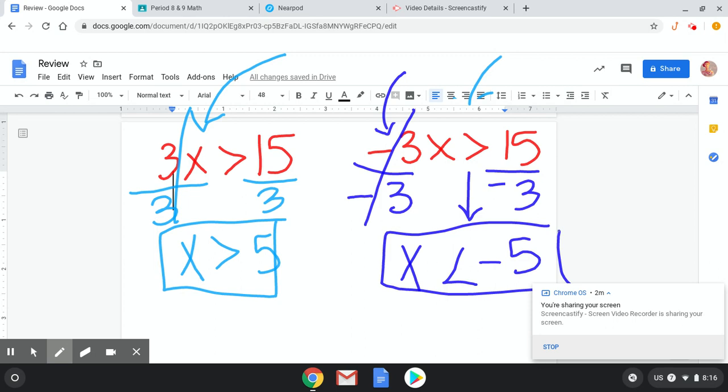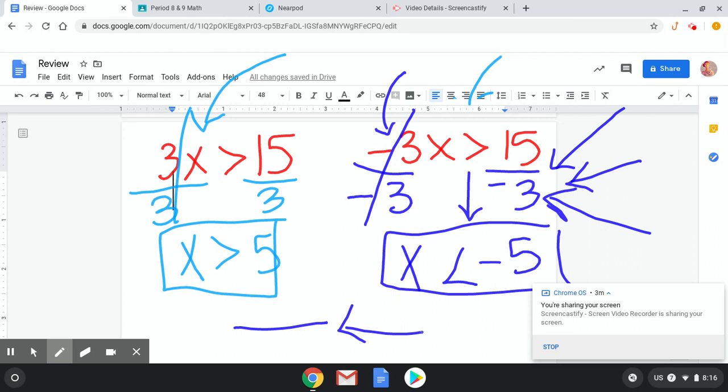Okay, I hope this clears up when you need to flip your signs. It's whenever you either multiply or divide by a negative number. It's not with adding or subtracting. It's literally multiplication or division by a negative sign. If you don't see that in there when you're dividing on both sides, you're not flipping.